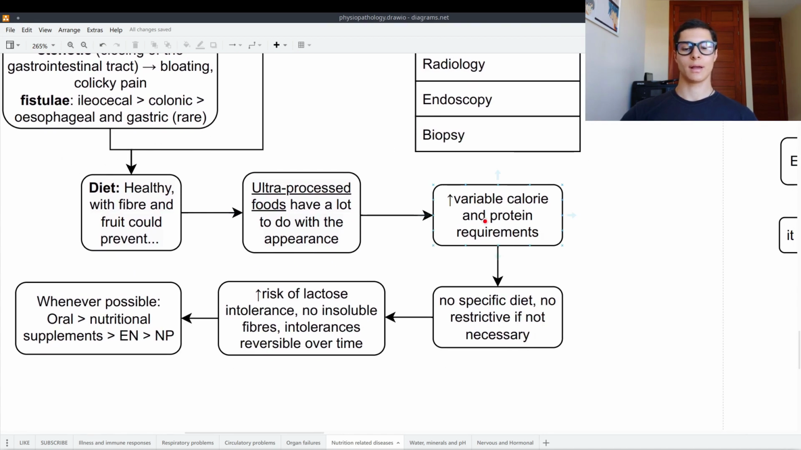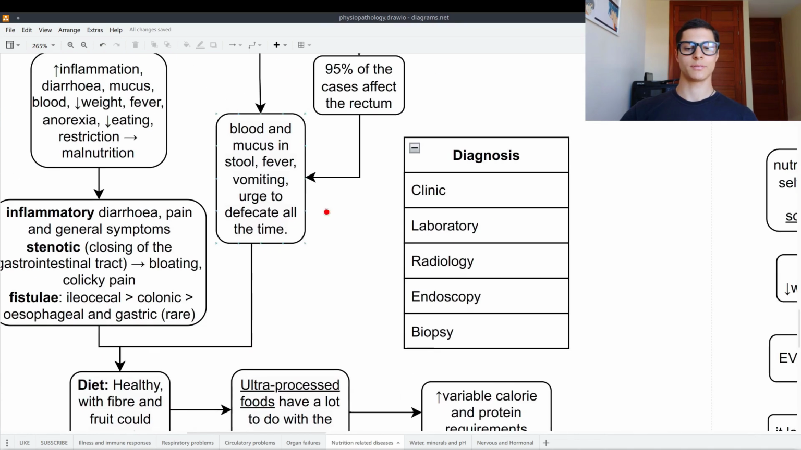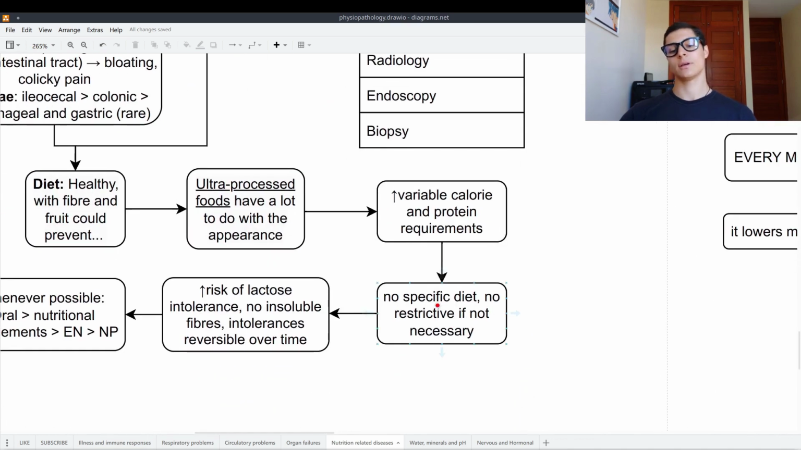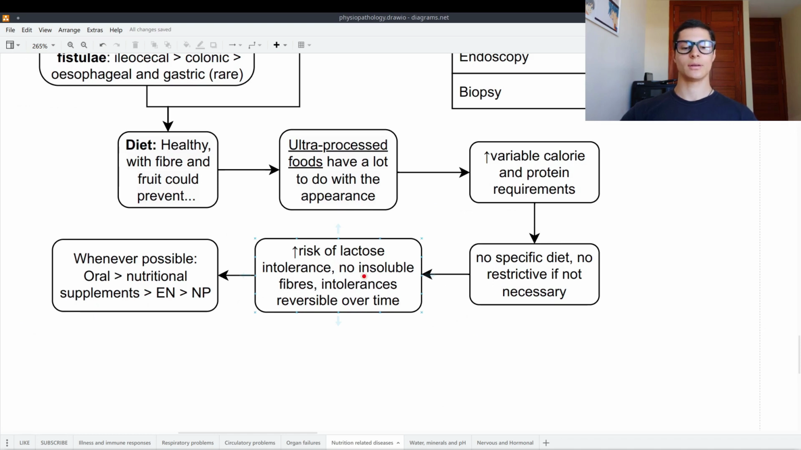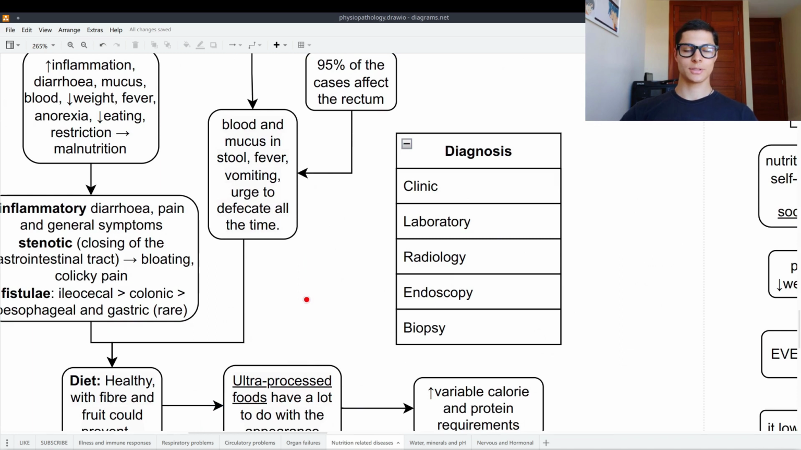High variable calorie and protein requirements because these depend, again, on the extent and location of what is affected. There's no specific diet for this and no restrictions if not necessary. Higher risk of lactose intolerance and no insoluble fibers. Intolerances are reversible over time though. Whenever possible, prioritize oral nutrition, then enteral nutrition, then parenteral. Of course, if oral is not enough, we use nutritional supplements. The diagnosis is in the clinic, in the laboratory, using radiology, endoscopy, or biopsy.